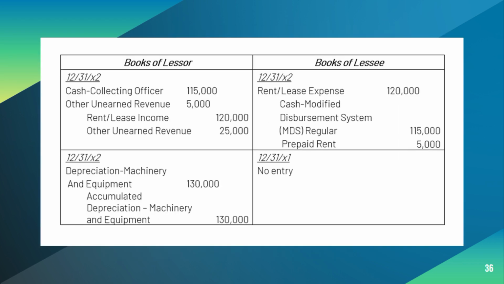In the second period, the lessor's entries would be debit to cash 115,000, unearned revenue of 5,000, and credit to rent or lease income 120,000. In the books of lessee, the entries would be rent or lease expense 120,000 and cash 115,000, credit and prepaid rent 5,000. The record for depreciation would be the same amount as the first period, and on the books of lessee there will be no entry.